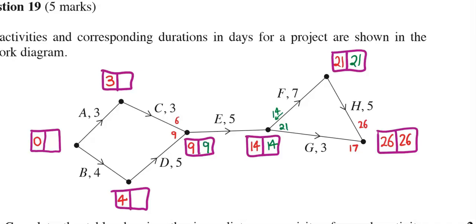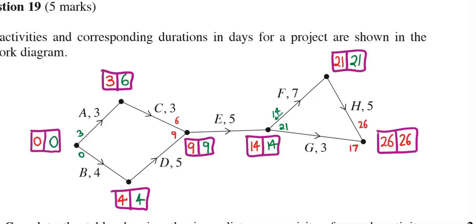9 less 3 is 6. 9 less 5 is 4. And this one is 3, but this way is 0. I choose the lower of the two numbers, so I'm at 0.